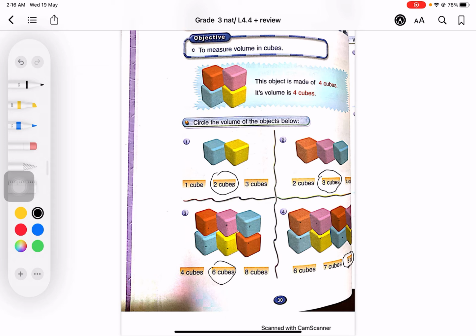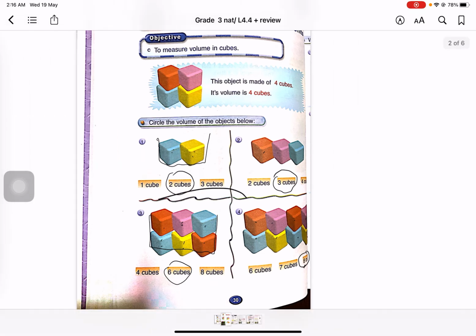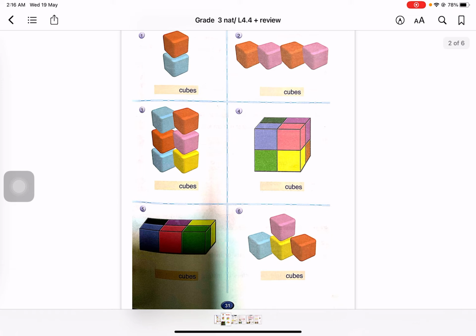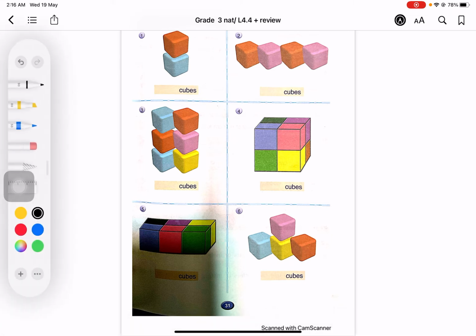So the volume of each box: imagine that there is a box and you put these cubes inside the box. How many cubes do we put inside? It's 2. So the capacity, so the volume of this box is 2 cubes. And here it's 3. So you circle the correct answer. Count the cubes inside the box and circle the correct answer.